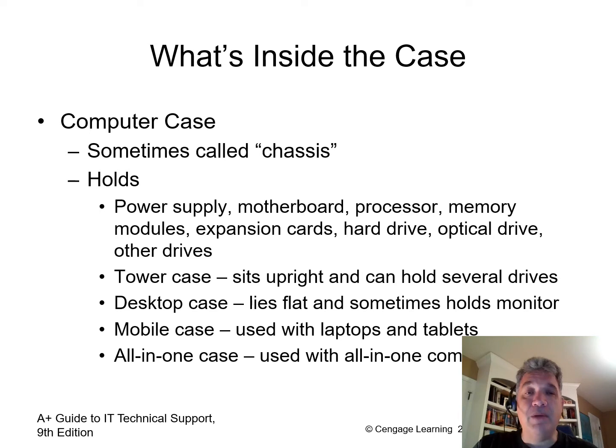Laptops are a completely different animal. And so are the other types of form factors listed here. So, tower case sits upright. I would bet that most of you, if you have a PC at home, probably have a tower model. The desktop case lies flat and is sort of the traditional PC model. That would be a desktop unit laying flat with the monitor sitting on top.